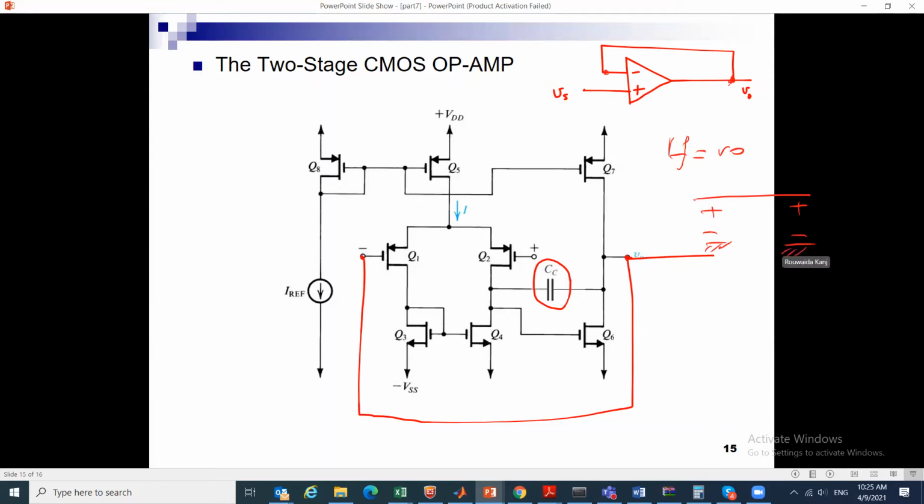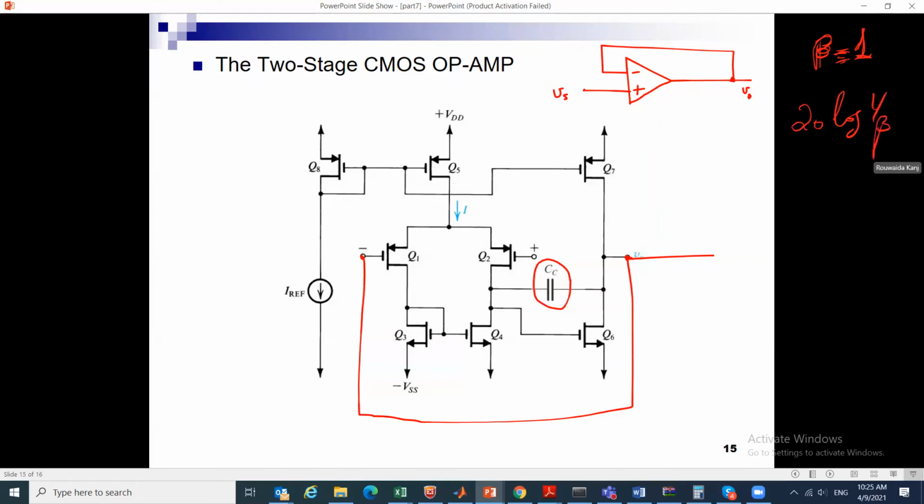Great. So now we have started to learn that I can design circuits if beta is equal to 1, and you'll see many final exam questions where we tell you assume beta equal to 1, or with unity gain feedback, meaning beta is equal to 1. What is 20 log 1 over beta?